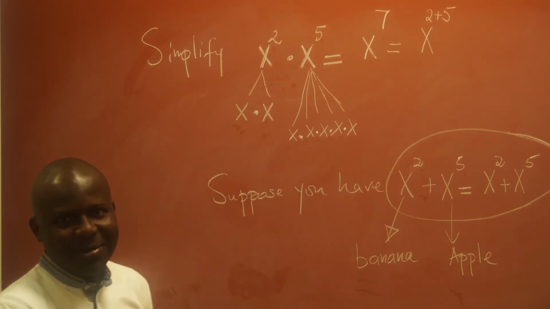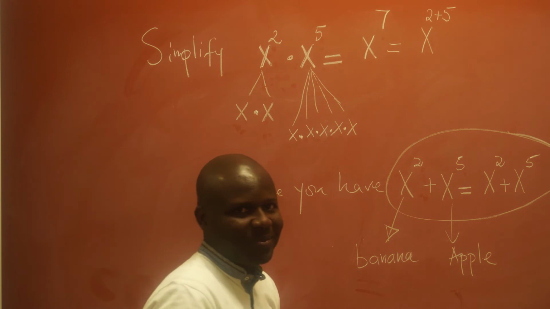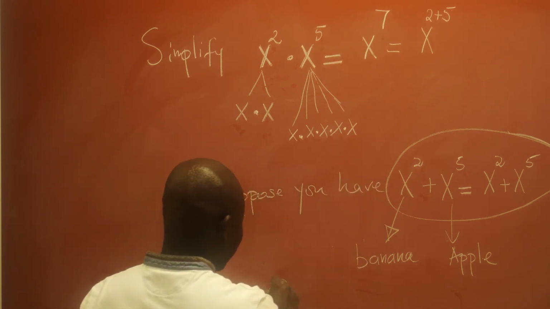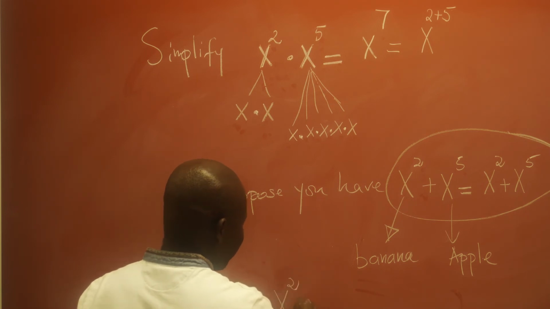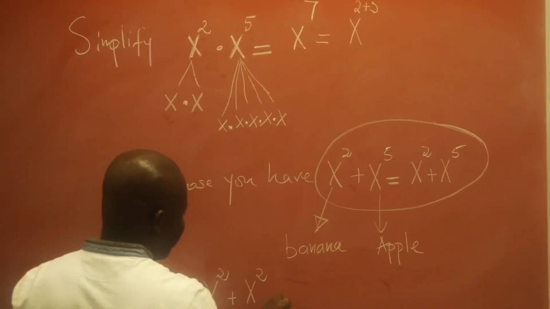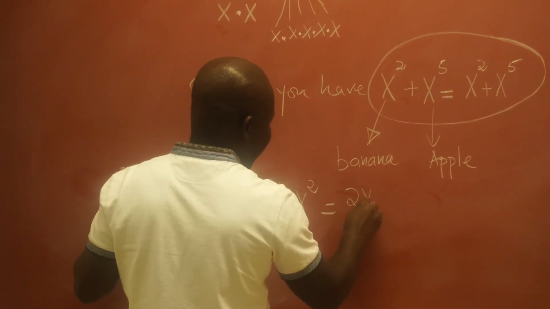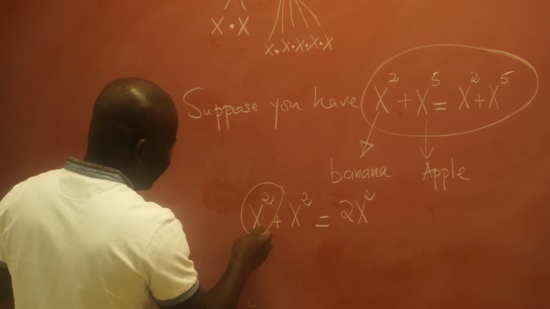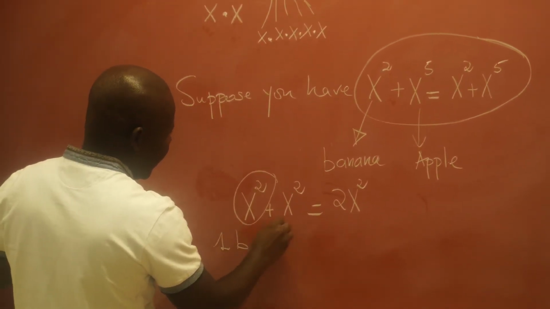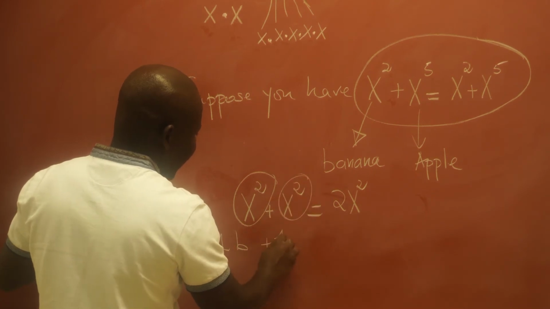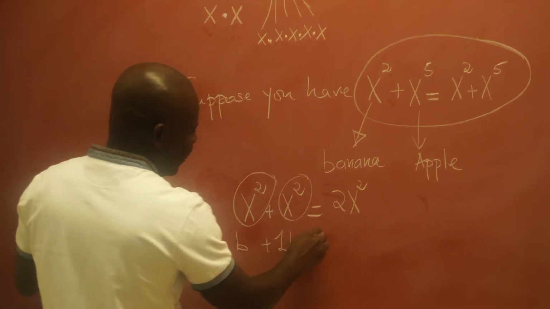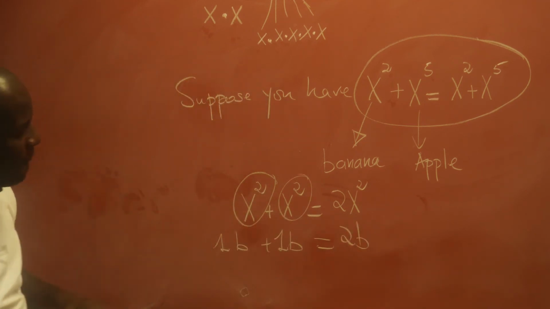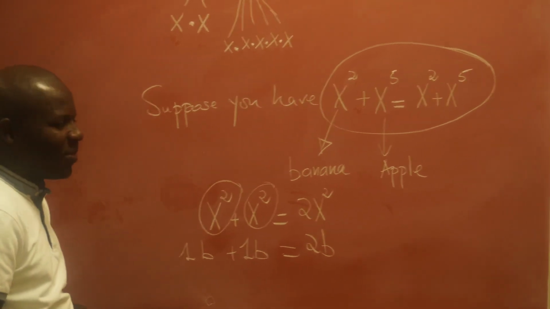But what if we have terms with the same base and the same power? Can we add them? That's a good question. You have x squared plus x squared. This will give you 2x squared. So I have an x squared, it's like one banana. I have another x squared, it's like I add another banana. And in total, I have 2 bananas. Okay, that's good.